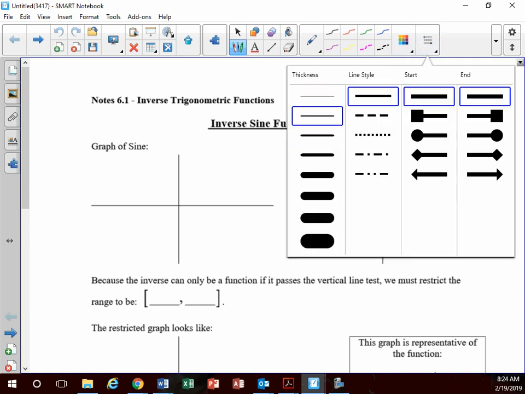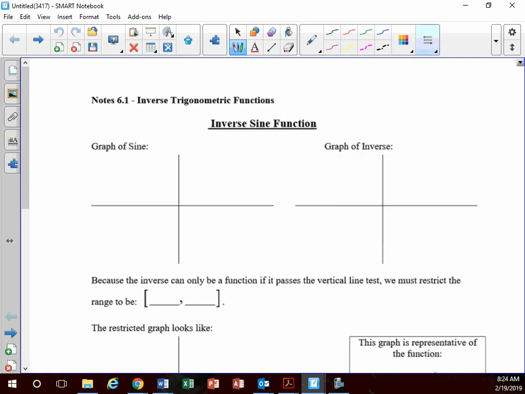Do you guys remember how to graph sine? What are my tick marks labeled? Pi over 2, yep. Good. Excellent. Okay, and I can label negatives.